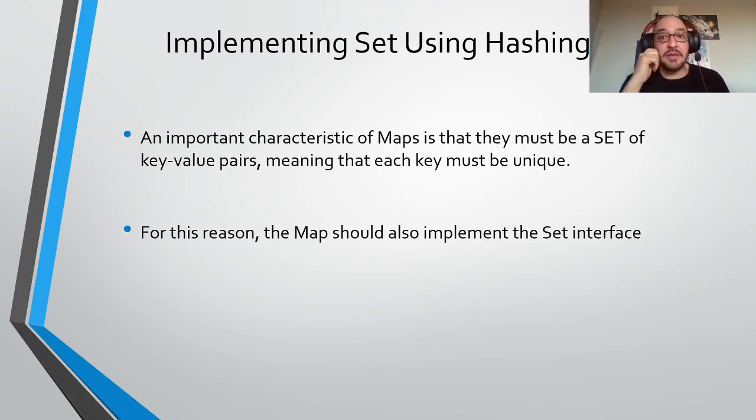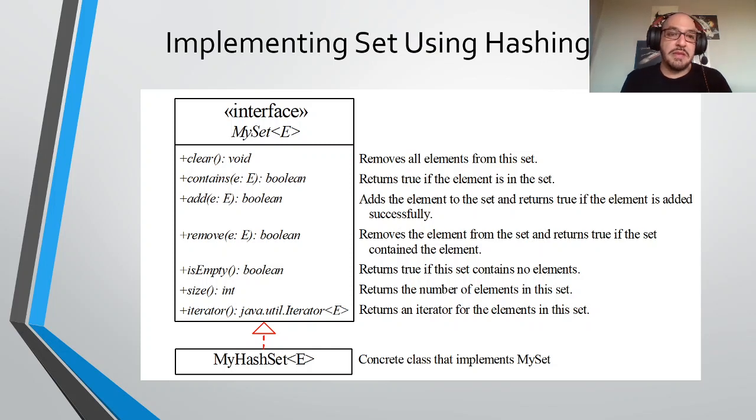Now, the next thing is when we're implementing my hash map ourselves, we need to also implement the set interface. And why is that? Well, remember that the map is a set of key value pairs. So my set interface should be there and all of the rules that follow a set should be followed. So let's take a look at the interface of the set. A set should have a method clear, a method contains, a method add, remove, is empty, size, and iterator. So when I implement my own hash map or my hash set, it has to implement the set interface. So all those methods should be there.